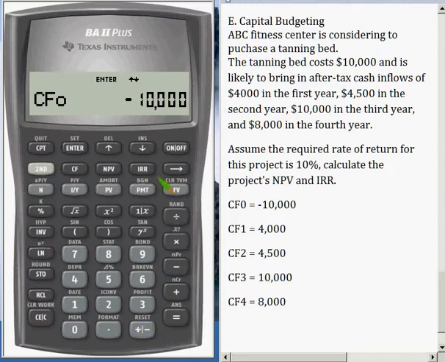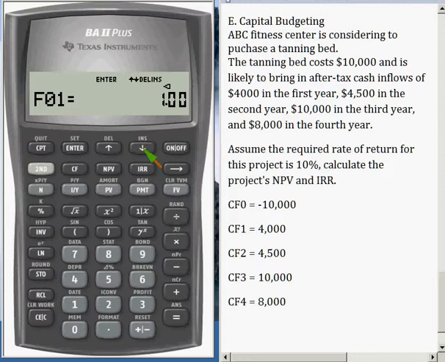And for the following years, then we just need to push this down arrow. Push the down arrow. This asks you for the cash flow in the first year. We know this one is $4,000, right? So $4,000. Push enter. Then push the down arrow. F01 asks you for the frequency. So for the $4,000 occurred how many times? So here it just occurred once, right? So just keep the number, push enter, then push the down arrow.